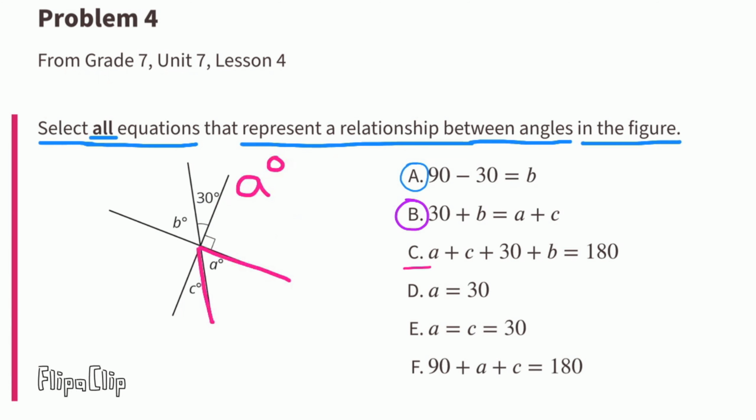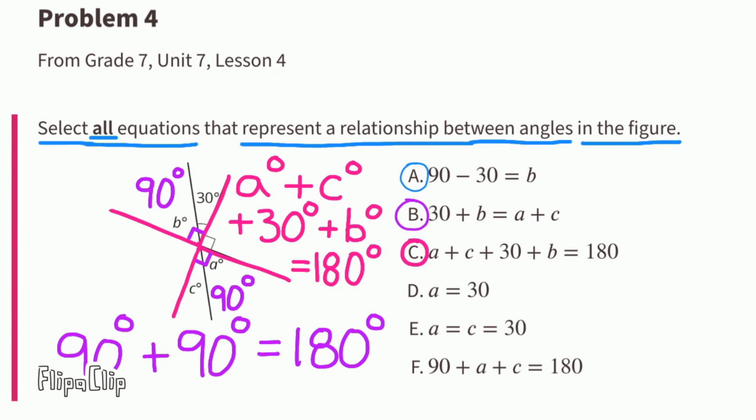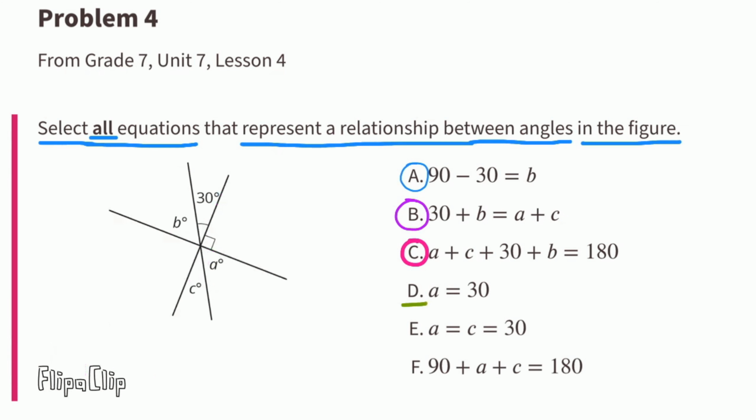C. The A degree angle plus the C degree angle plus the 30-degree angle plus the B degree angle equals 180 degrees. And that's true, because 90 degrees plus 90 degrees equals 180 degrees. I would select C.